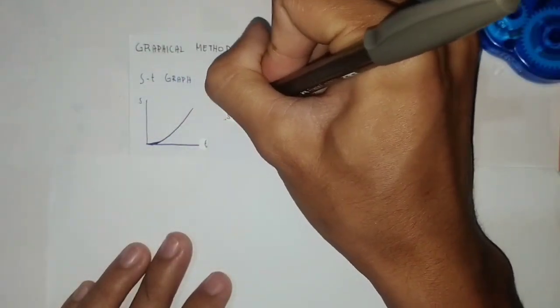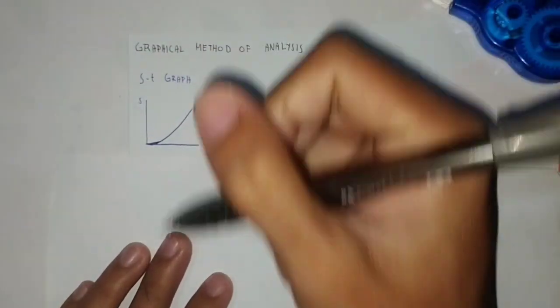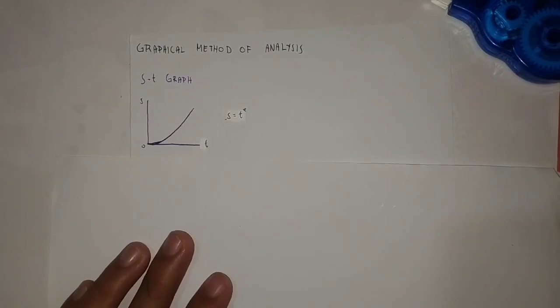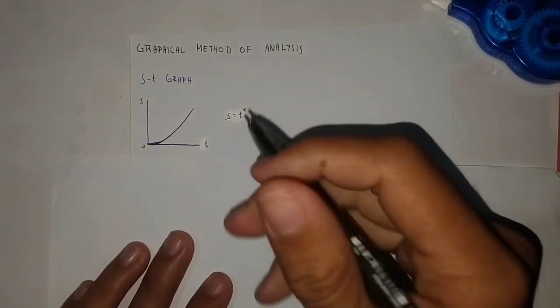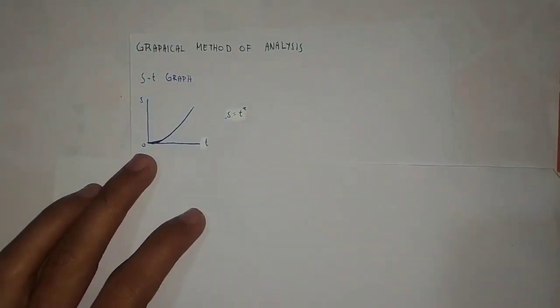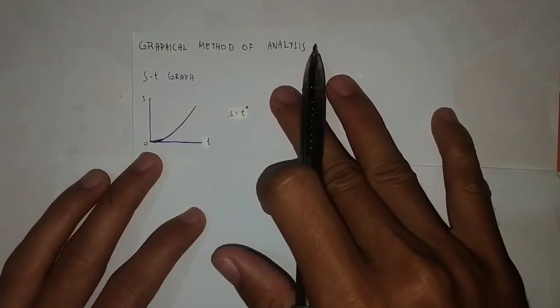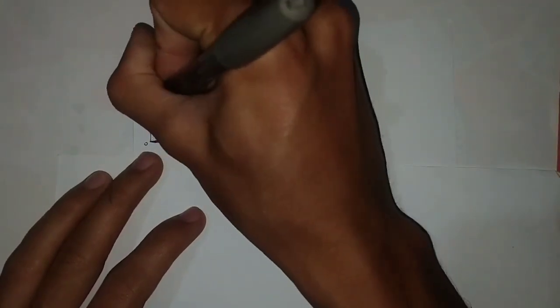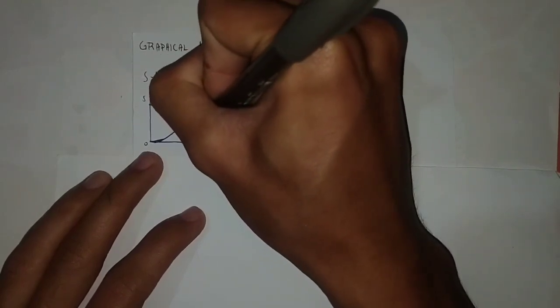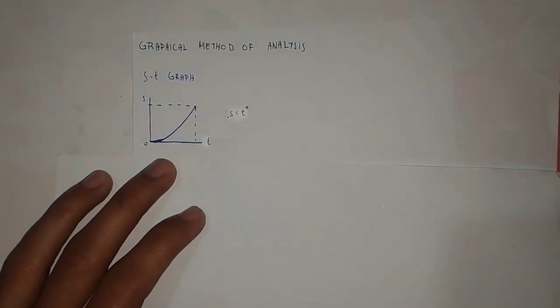This is S equals t squared. Let's say this graph is S equals t squared. So if your motion starts from rest and its initial velocity is 0, or let's say it starts from 0, then we can measure its motion, or we can graph its motion by substituting values in terms of time.